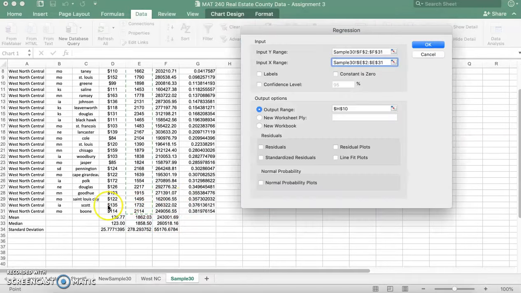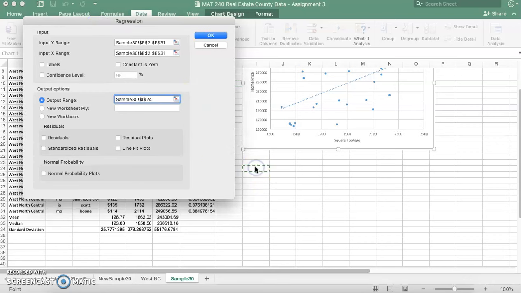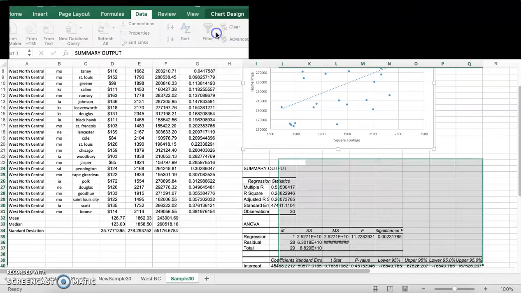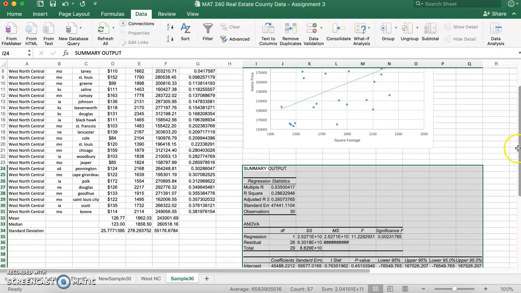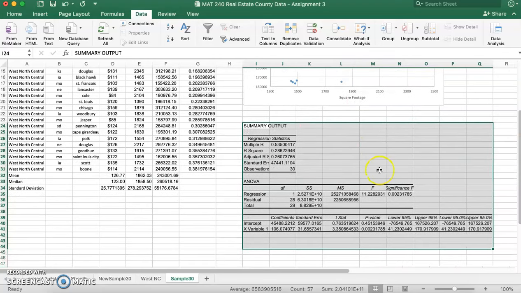All right, and so you can see here my results from assignment 2, so make sure you do not highlight those. So it should be 2 through 31. And then I'm going to make my output go a little bit below my scatter plot just so I can see it. All right, and that's it. Click OK, and we get this nice, pretty little table that gives us all of our results.